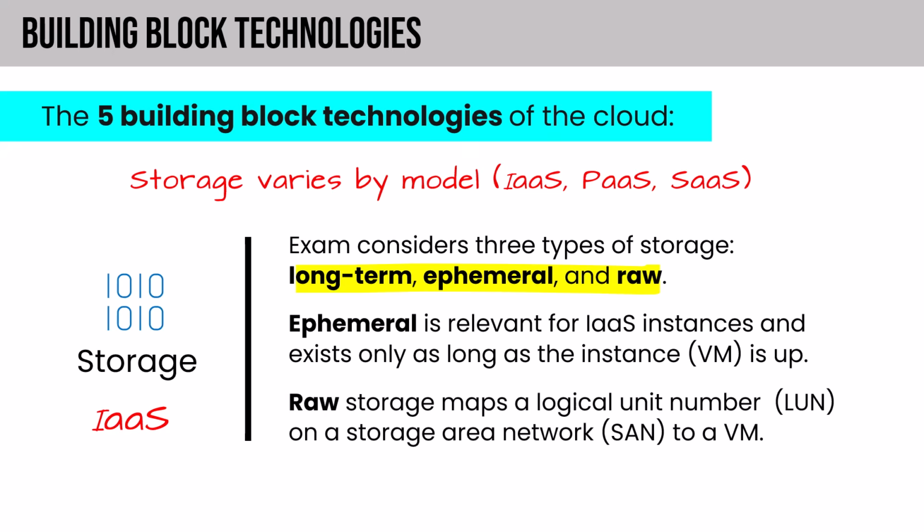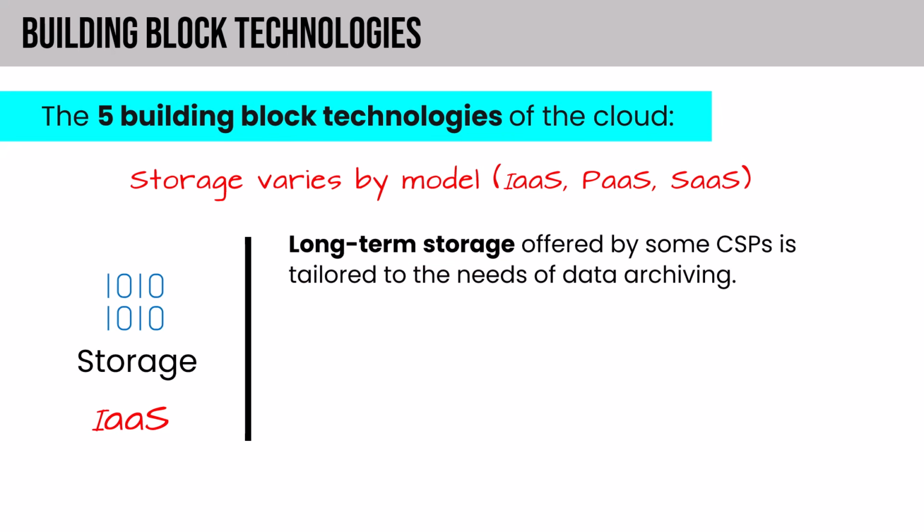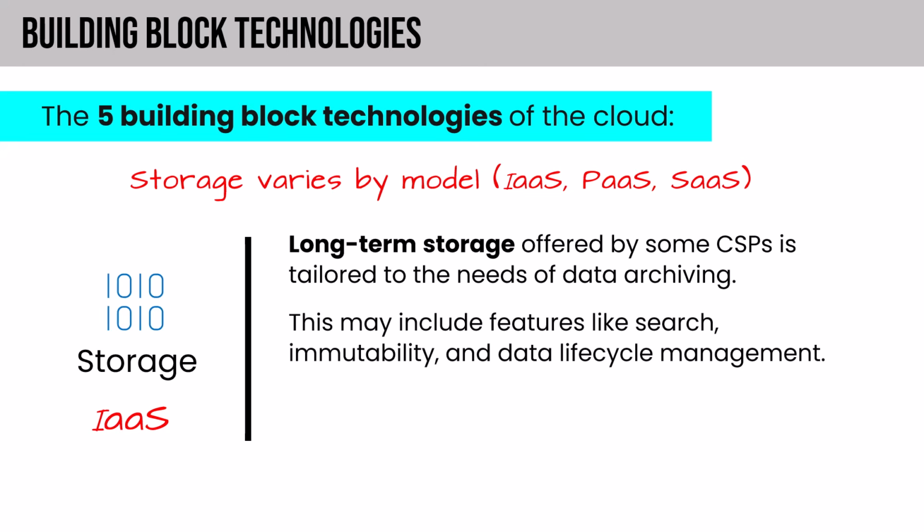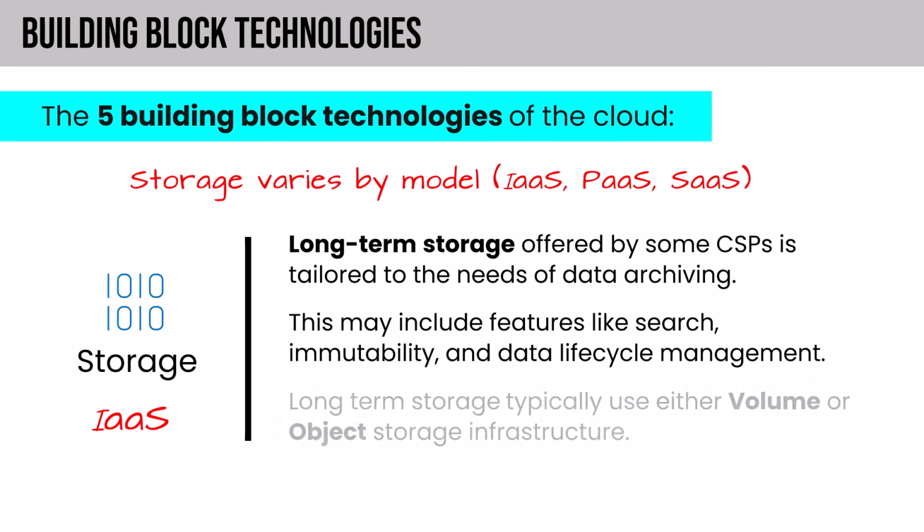And raw storage maps to a LUN, a logical unit number on a storage area network attached to a VM. So that concept pops up more in a hybrid scenario where we're dealing with a SAN directly on-prem. You're not going to see much around SAN in a cloud portal itself. It's all really virtualized. Now, long-term storage offered by some CSPs is tailored to the needs of data archiving. That may include features like search, immutability, and data lifecycle management. And long-term storage typically uses either volume or object storage infrastructure.